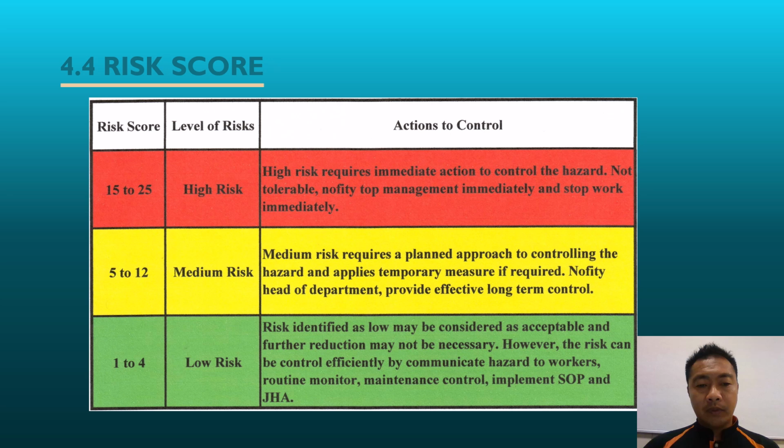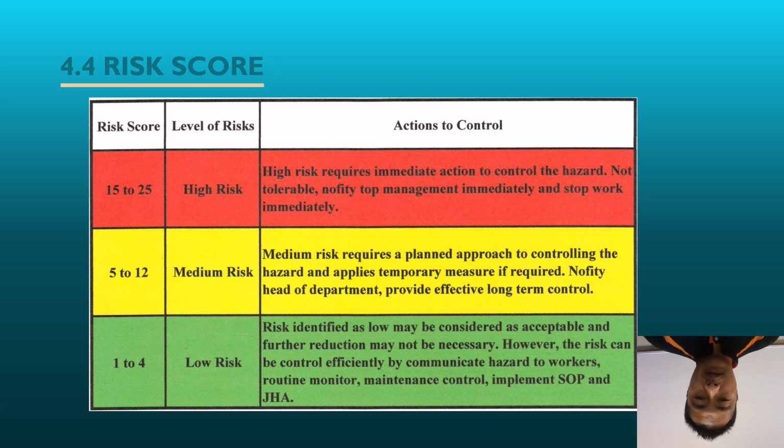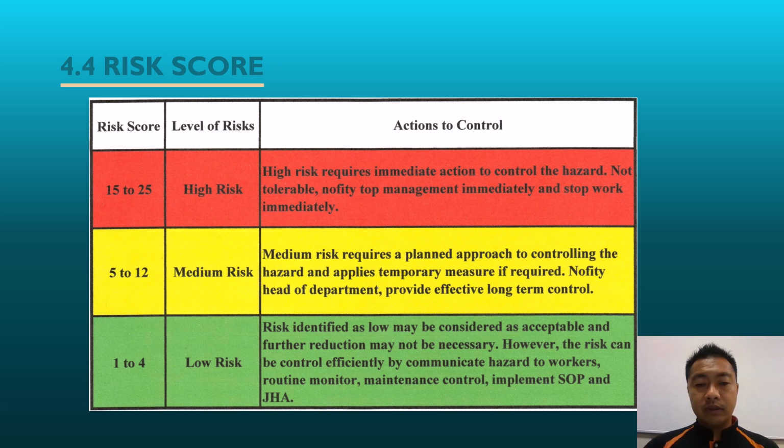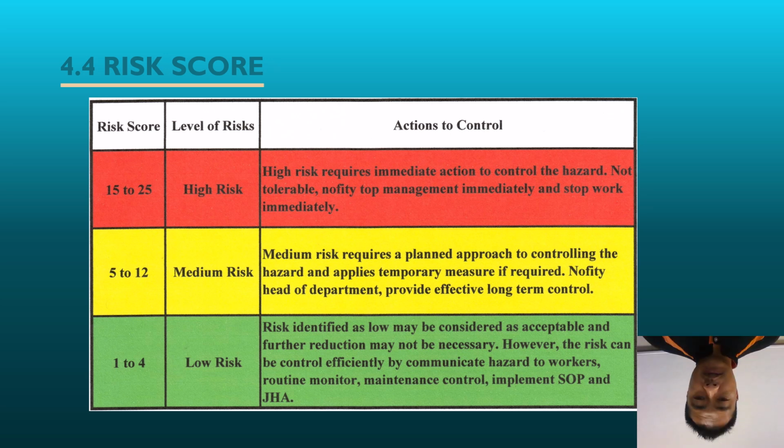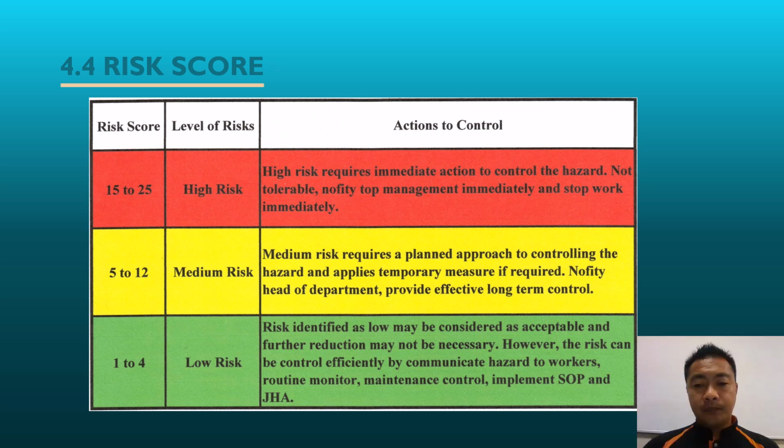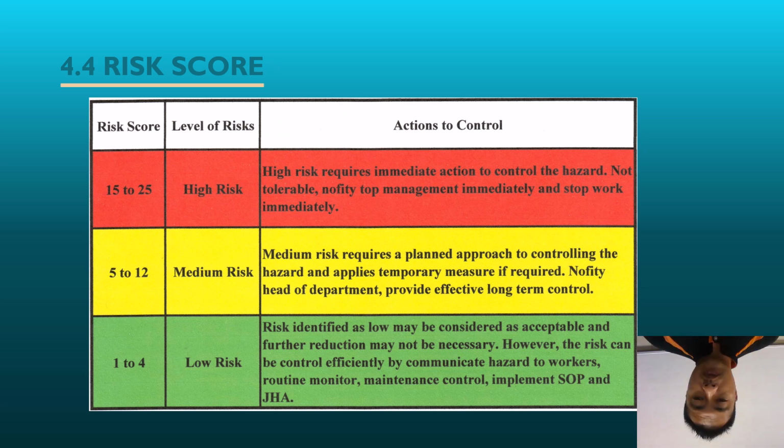1 to 4, low risk. Risk identified as low may be considered acceptable and further reduction might not be necessary. However, the risk can be controlled efficiently. Communicate hazard to workers, routine monitor, maintain and control, implement SOP and JHA.